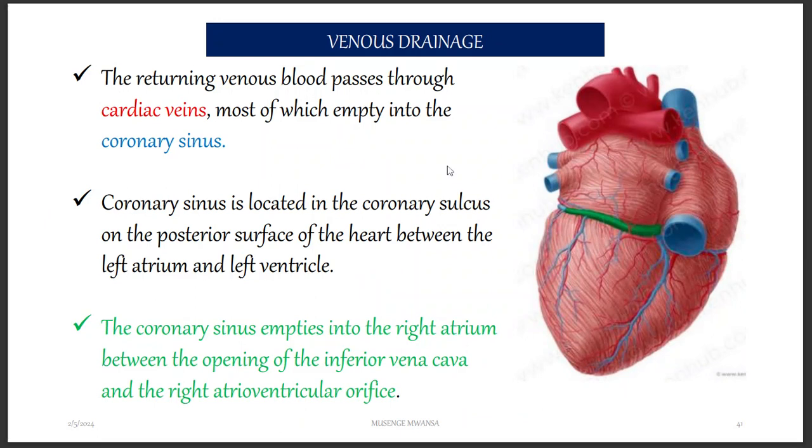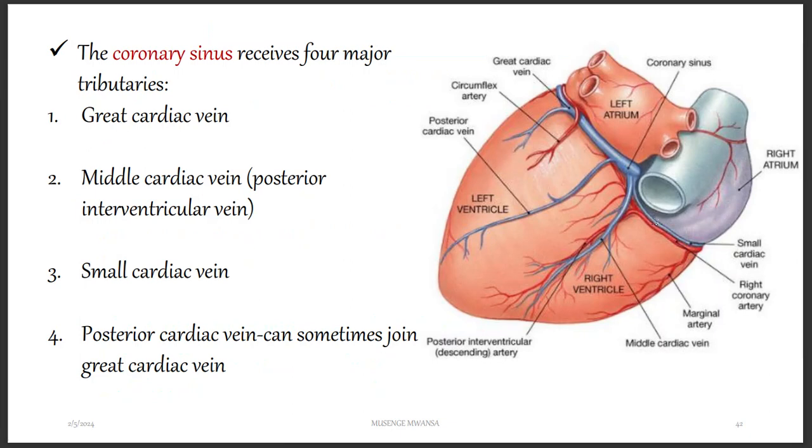And then the venous drainage. Most of the veins of the heart will go first to the coronary sinus. This is the one which you can see pointed out here, and this one will drain into the right atrium. The coronary sinus will receive blood from four main tributaries: the great cardiac vein, middle cardiac vein, small cardiac vein, and posterior cardiac vein.